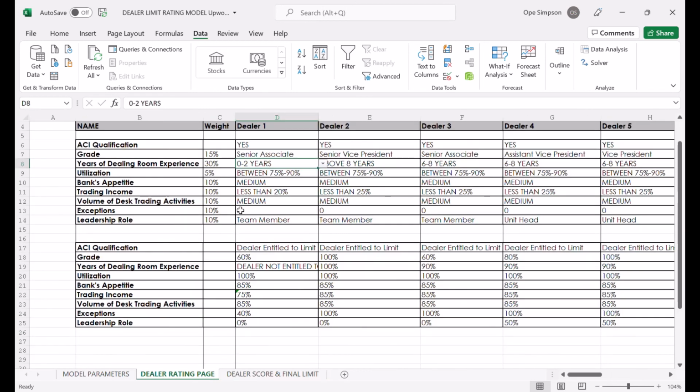And this is because these two parameters, ACI qualification and years of dealing experience, have a bit of a qualitative aspect to them. If you do not have an ACI qualification, you do not get a limit. And if you have 0 to 2 years of dealing room experience, then you also are not allocated a limit, because it is assumed that you are a trainee dealer and you are still understudying the main dealers.